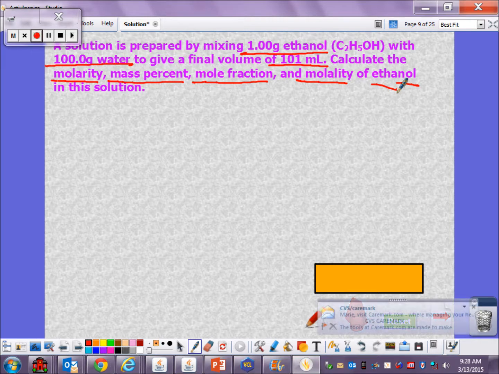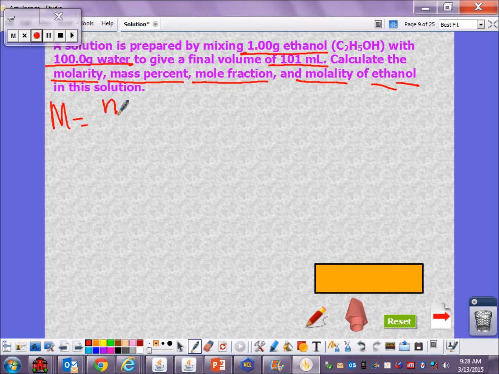We have the mass of ethanol, the mass of water, and the total mass. Let's start with molarity. How do we find molarity? Big M, molarity, equals moles of ethanol, which I will call ET, over liters of solution. Calculator ready please. Therefore, molarity equals... how do we find the moles of ethanol? It is the grams of ethanol, which is 1.00 grams, over the molar mass of ethanol, which is 46.0. Okay, thank you.